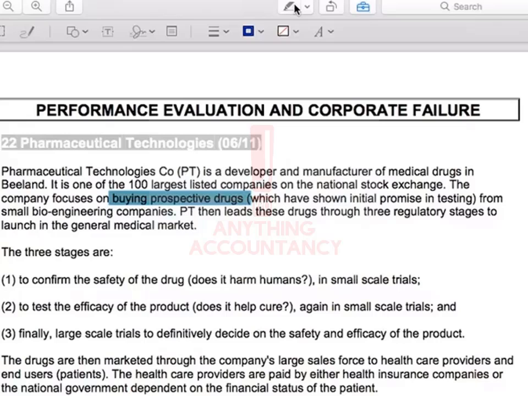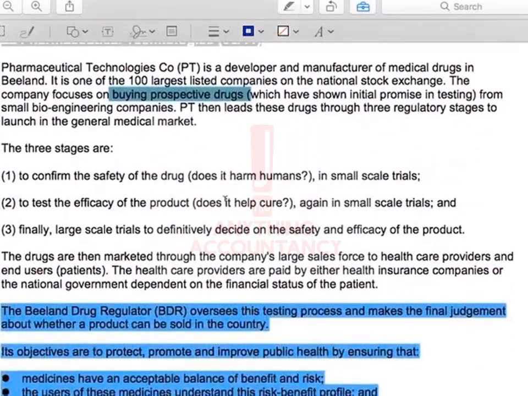Which have shown initial promise in testing. From small bioengineering companies, PT then leads this drug through regulatory stages and launches it in the general medical market. The 3 stages are: to confirm the safety of the drug, does it harm humans, in small scale trials; to test efficacy of the drug, does it help cure, again in small scale trial; and finally a large scale trial to definitively decide on the safety and efficacy of the product. Does it make sense? So basically, this is their process.